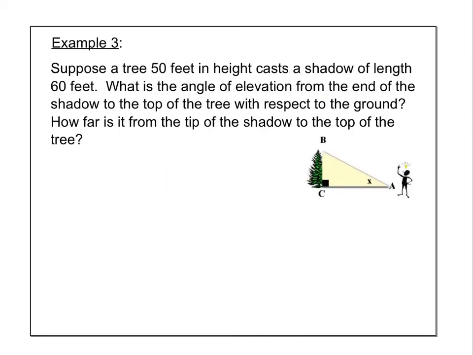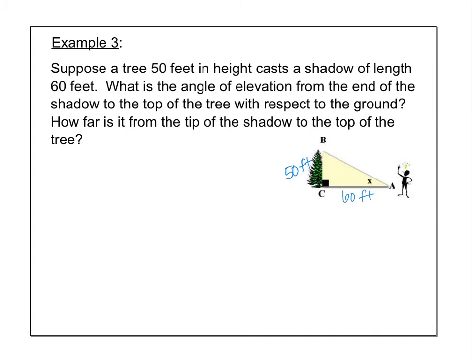Example 3. Suppose a tree 50 feet in height, so let's label that 50 feet in height, casts a shadow of a length of 60 feet. Now remember, shadows will be on the ground, so we'll put that down here. What is the angle of elevation from the end of the shadow to the top of the tree with respect to the ground? How far is it from the tip of the shadow to the top of the tree? So I think we actually have to find two different things.